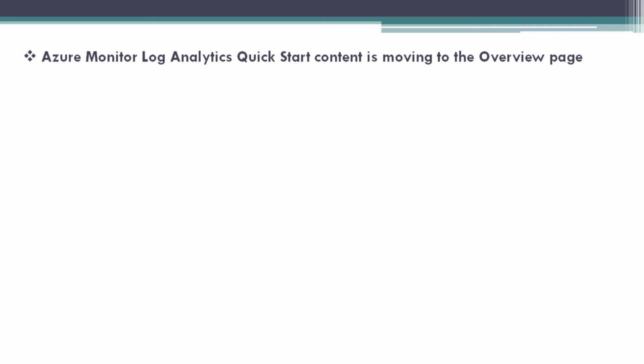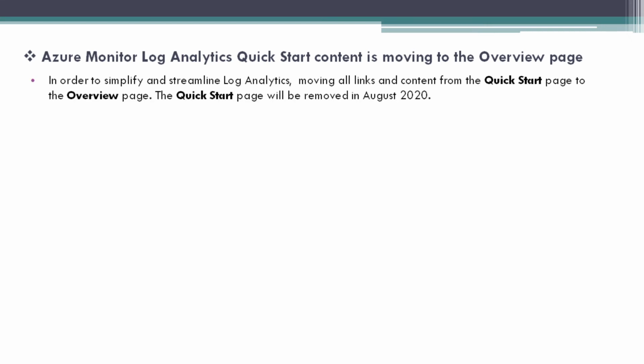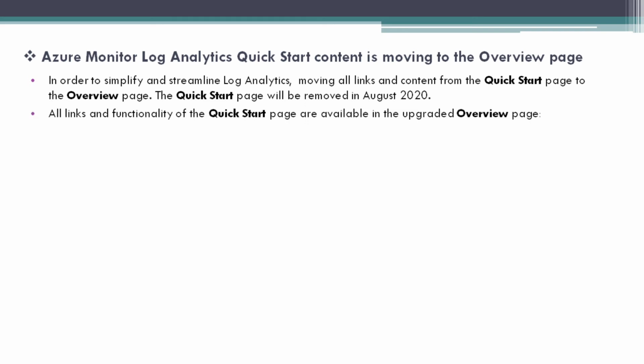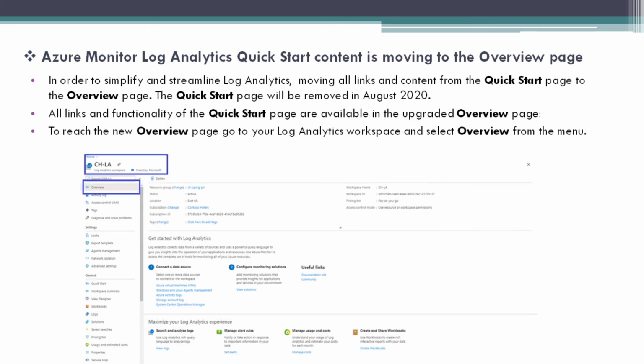Azure Monitor Log Analytics Quick Start content is moving to the overview page. In order to simplify and streamline Log Analytics, all links and content are moving from the Quick Start page to the Overview page. The Quick Start page will be removed in August 2020. So, all links and functionality of your Quick Start page are available in the upgraded preview page. To reach the new overview page, you can go to the Log Analytics workspace page and select Overview from the menu, and you can find this new page over here.